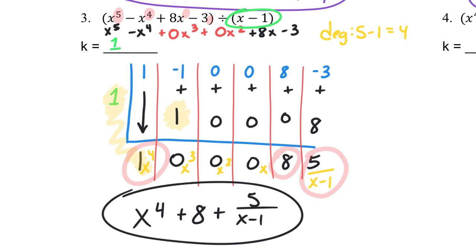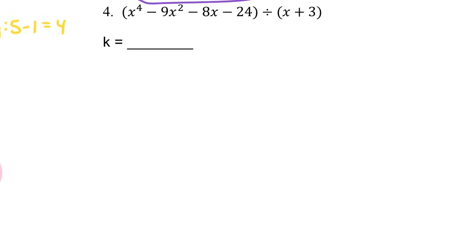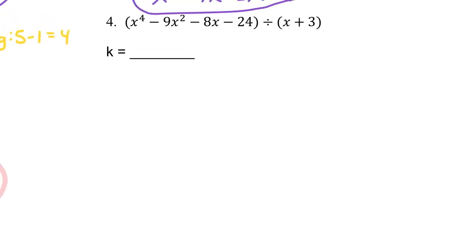So let's take a look at number 4. For number 4, I first need to check and see what, if any, exponents I'm missing. So I see it goes 4, and then I'm missing 3. So x to the 4th plus 0x cubed minus 9x squared minus 8x minus 24.